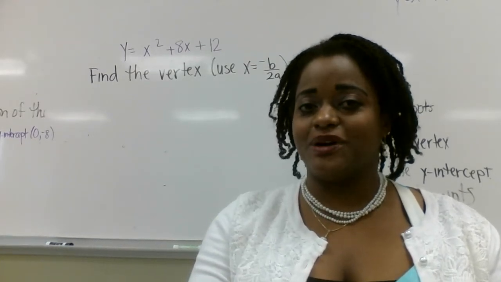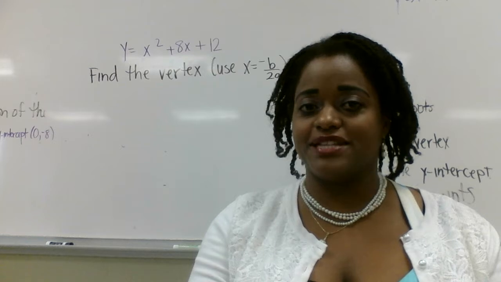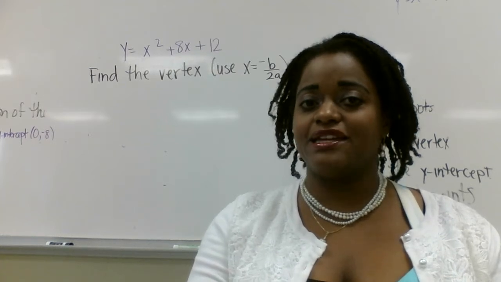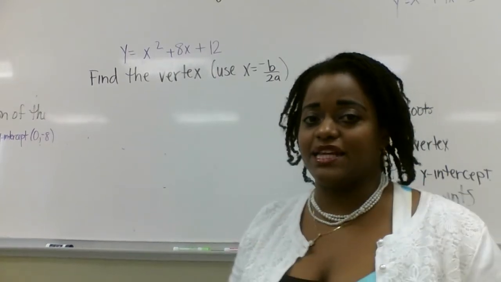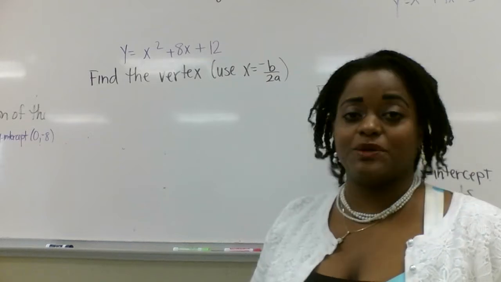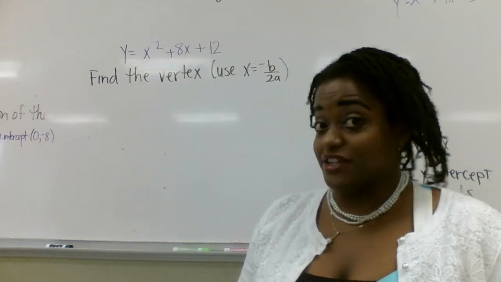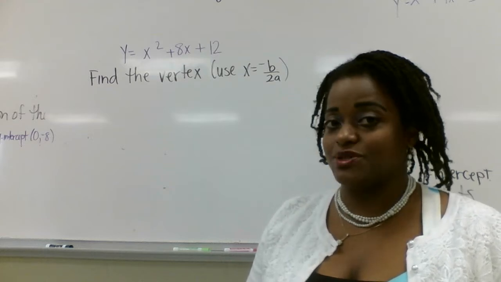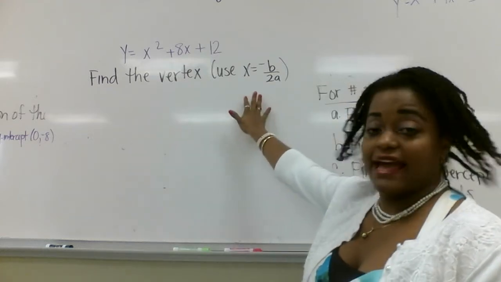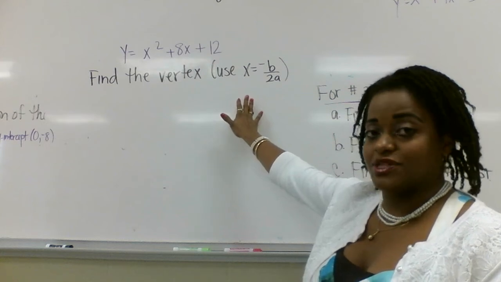Salazar, and I want to talk to you about how to find the vertex of a quadratic equation, which I have behind me, y equals x squared plus 8x plus 12. Okay, now the first step is we want to use the line of symmetry formula, which is right here, x equals negative b over 2a.